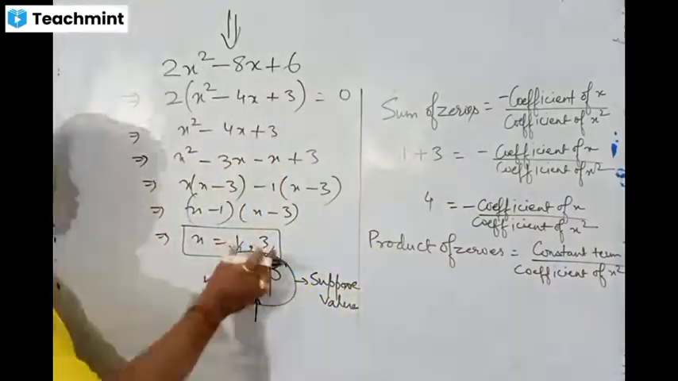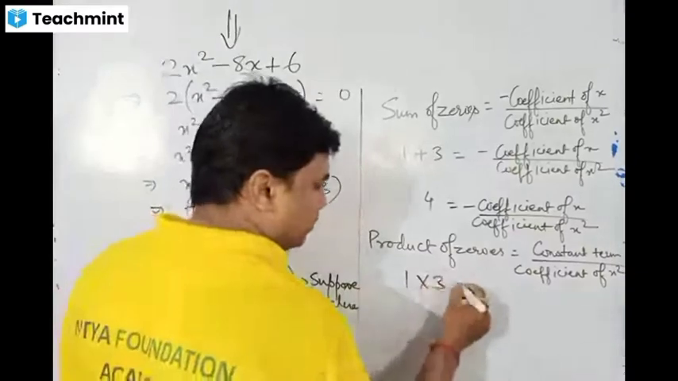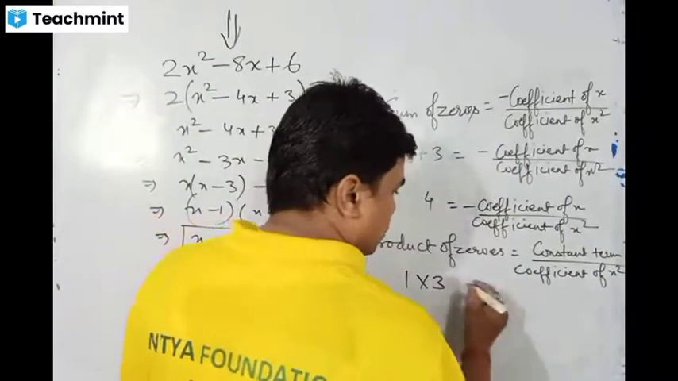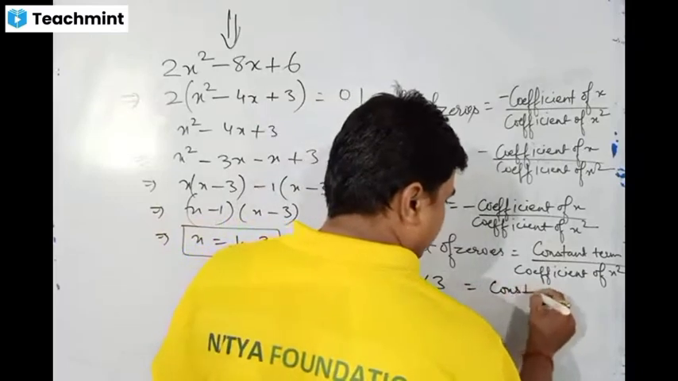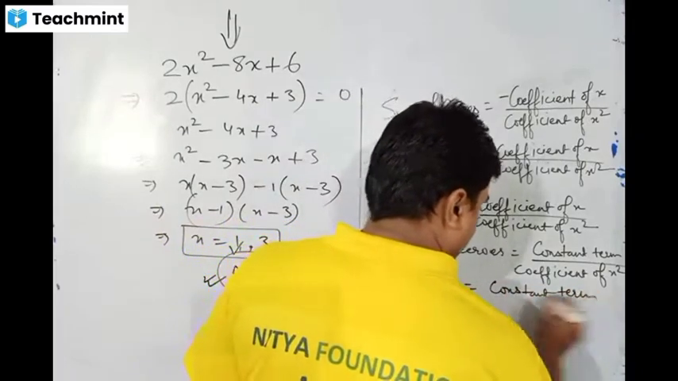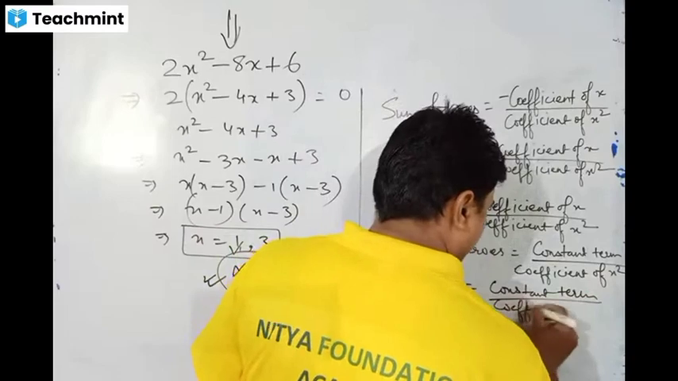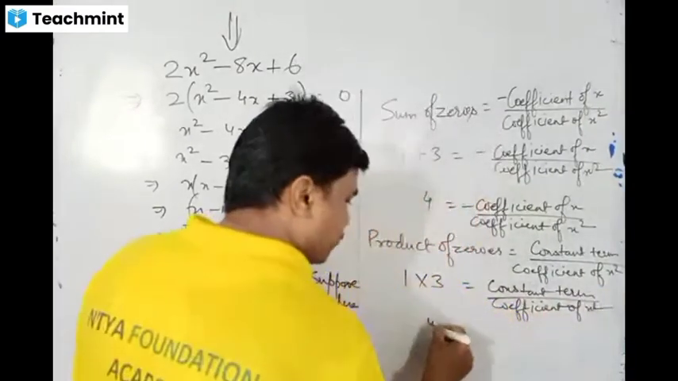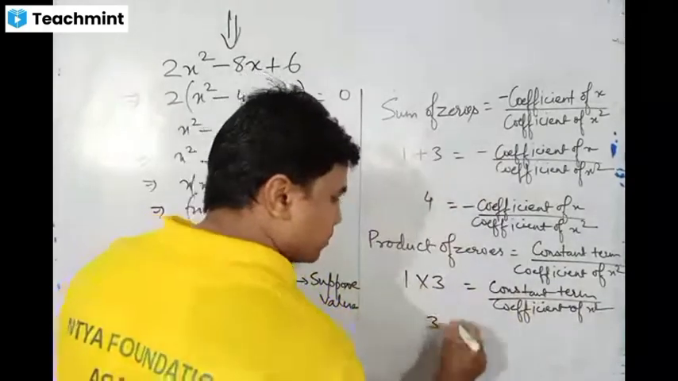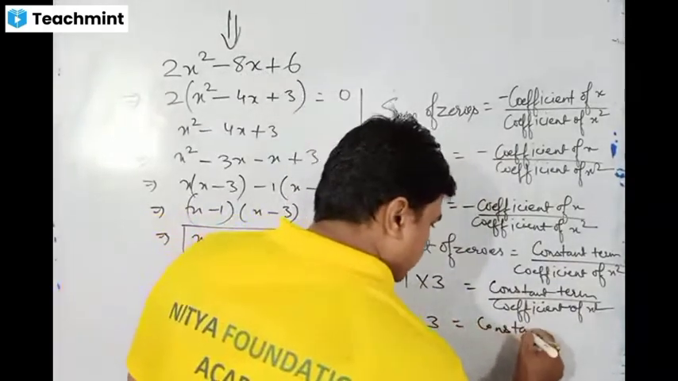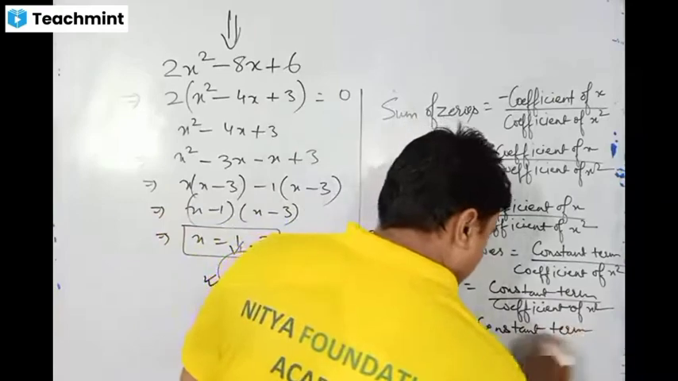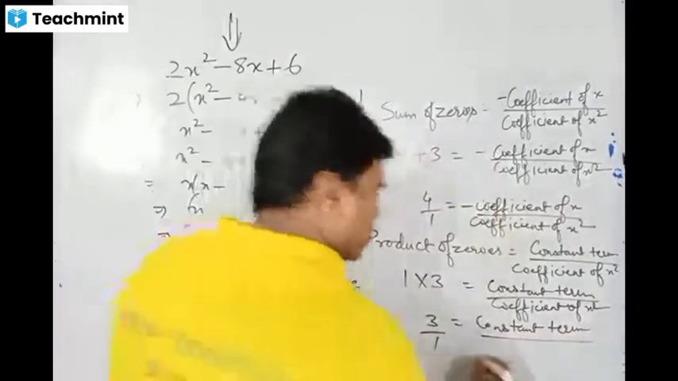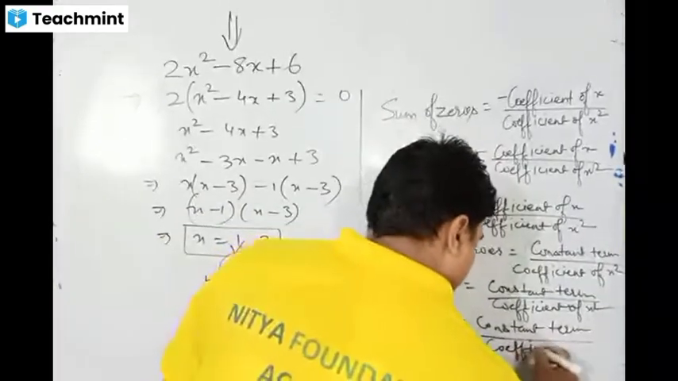Okay, so what is the product of zeros? It means the product of these two values, so 1 multiply 3. So it will be 3, you can write here. So it will be constant term by coefficient of x square. So 4 means 3 will be your constant term, and what will be your coefficient of x square? It will be 1.